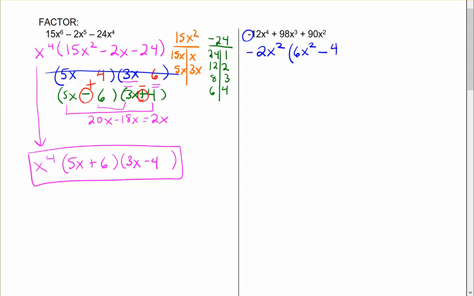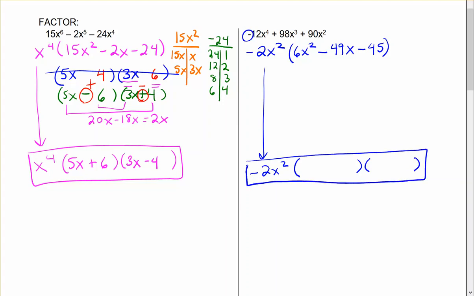2 goes into 98 49 times, so we get minus 49x. And then again, 90 is positive, but factoring out a negative means I'll have a negative. 2 divides into 90 45 times. And so negative 2x squared, the GCF, needs to carry down into the final answer. So I'm going to go ahead and write my final answer with my binomials so I know what I'm shooting for, and now I don't need to worry about the negative 2x squared anymore.